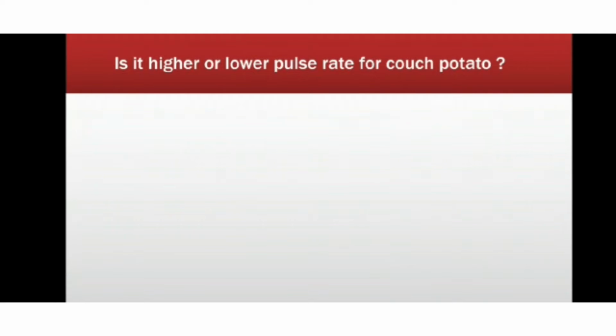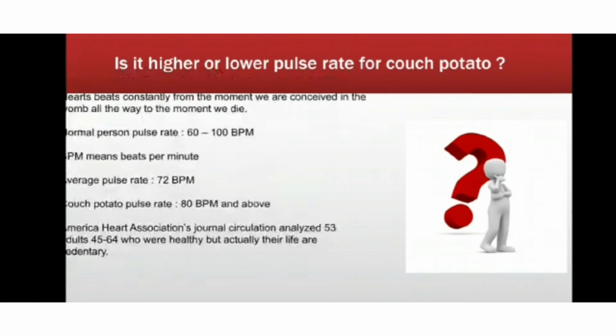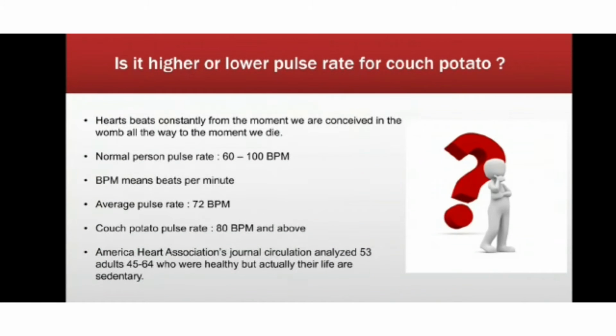Is it higher or lower pulse rate for the couch potato? Can you guys guess? Our heart beats to provide our vital organs and tissues with the blood, oxygen, and nutrition it needs to function. Our heart beats constantly from the moment we are conceived in the womb all the way to the moment we die. The rate at which the heart beats is variable from individual to individual.